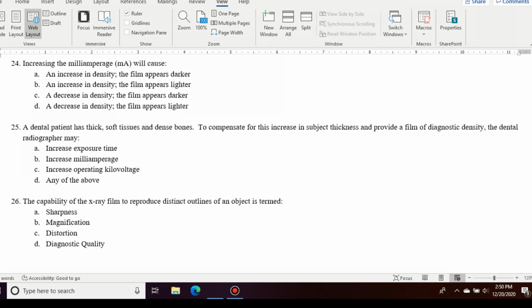26. The capability of an X-ray film to reproduce distinct outlines of an object is termed A, sharpness, B, magnification, C, distortion, or D, diagnostic quality. And the correct answer is A, sharpness.